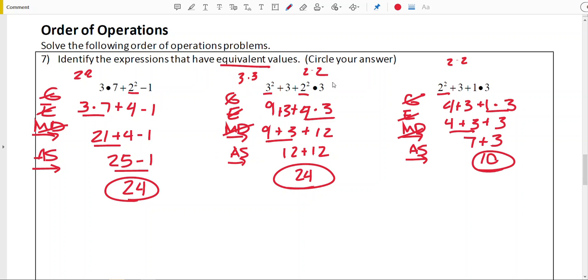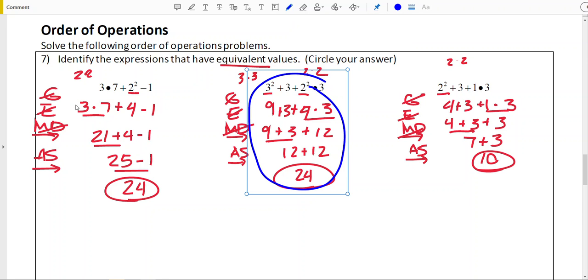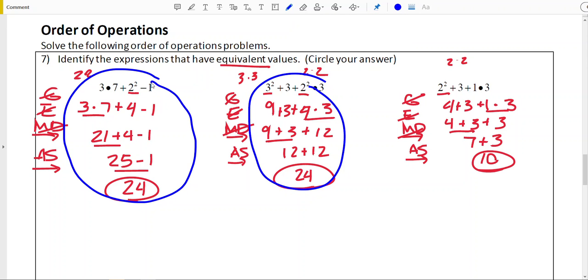So our final answers, the ones that should be our official answer, would be the middle one and the first one. So those are the two that are equivalent to each other.